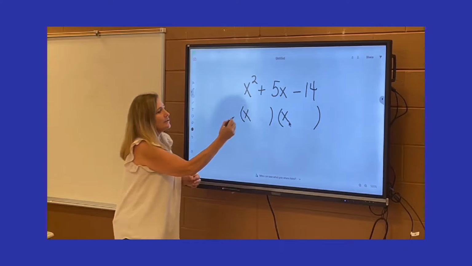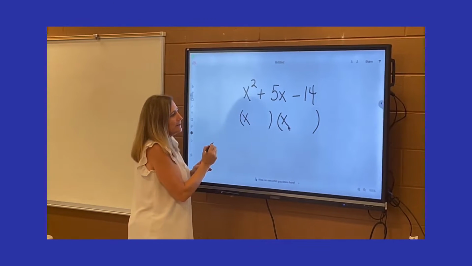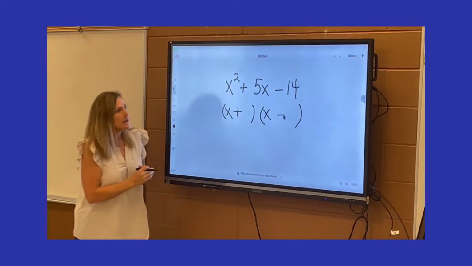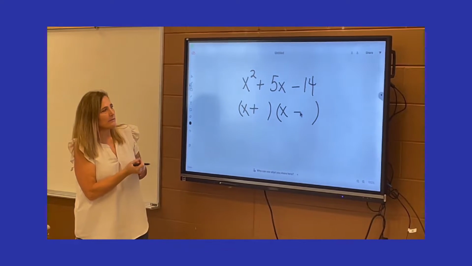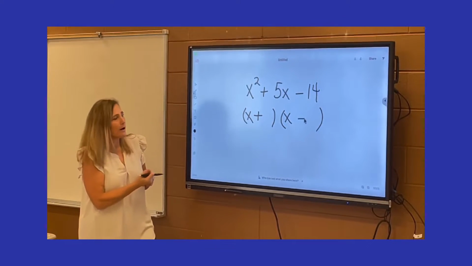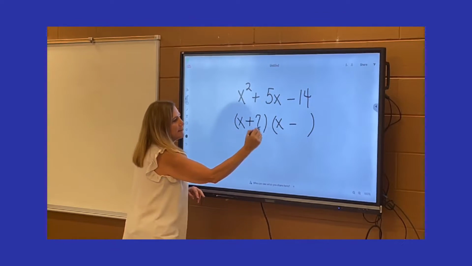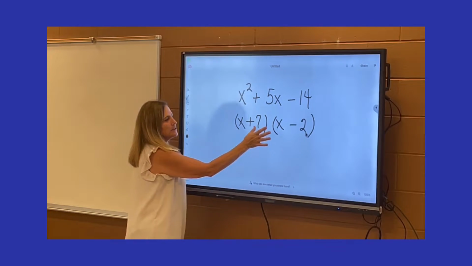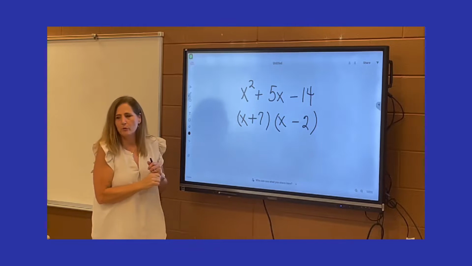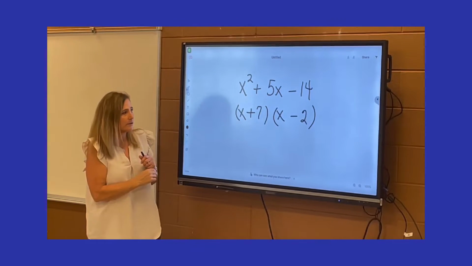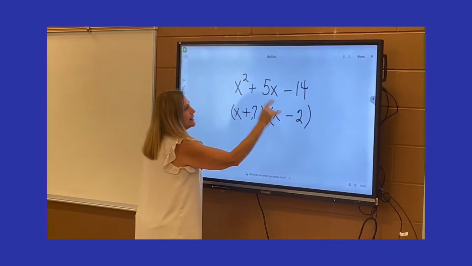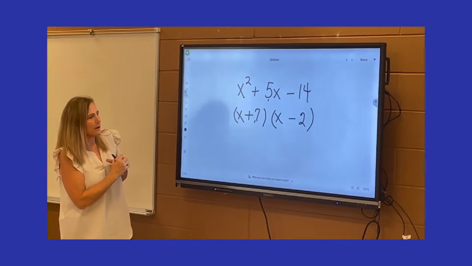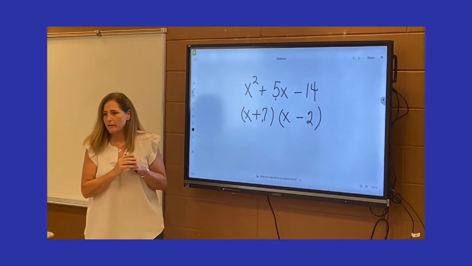Okay, so two factors that would multiply to give you negative 14, one of them is going to have to be positive and one is going to have to be negative. So two factors of negative 14 that will add to give you a positive 5 would be a positive 7 and a negative 2. Now remember, you can check this because these two numbers should multiply to give you negative 14. So 7 times negative 2 is negative 14, and then they have to add to give you a positive 5. So 7 plus a negative 2 would give you positive 5. Does that ring a bell? Okay.